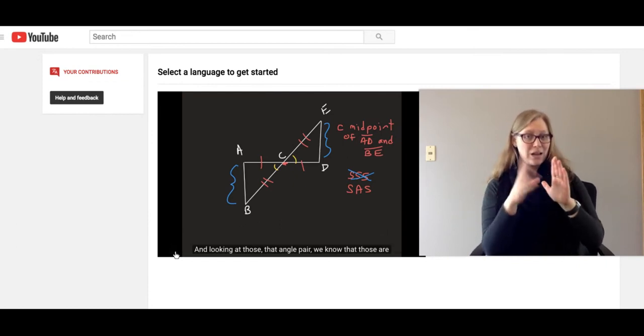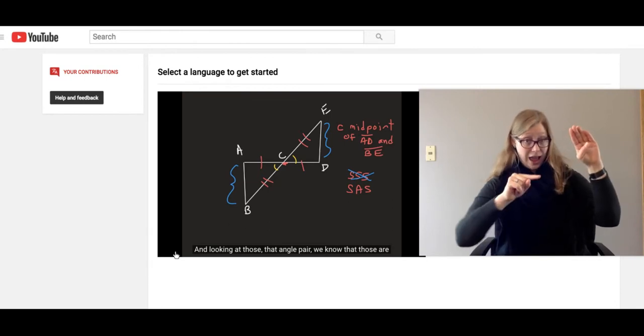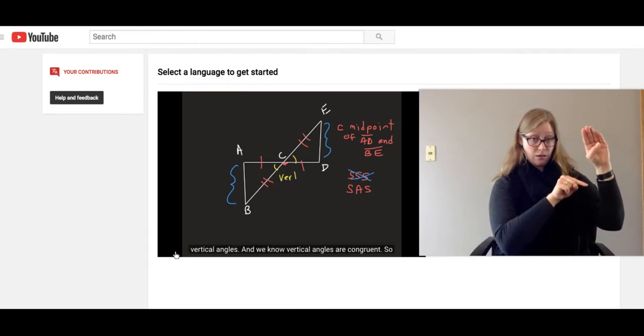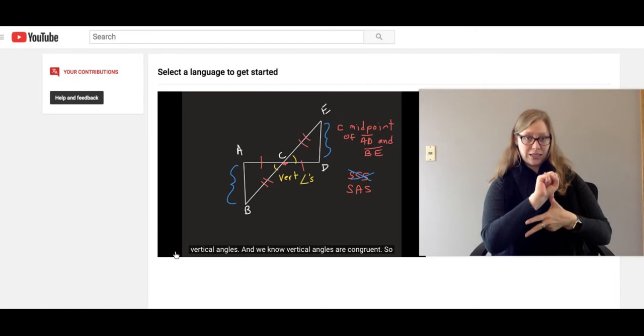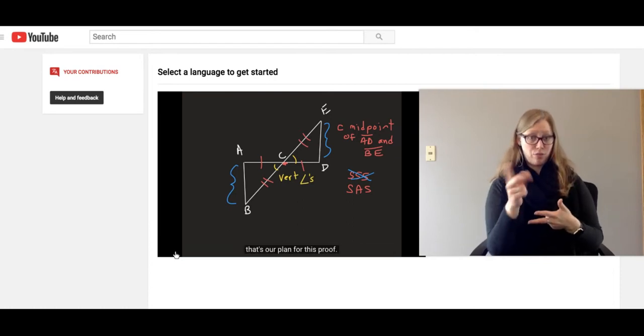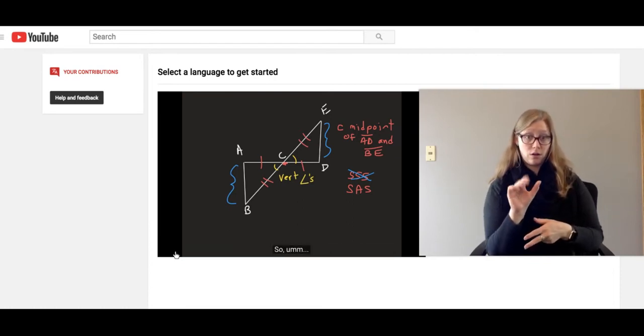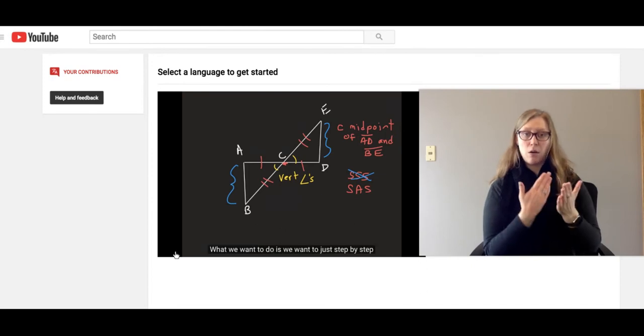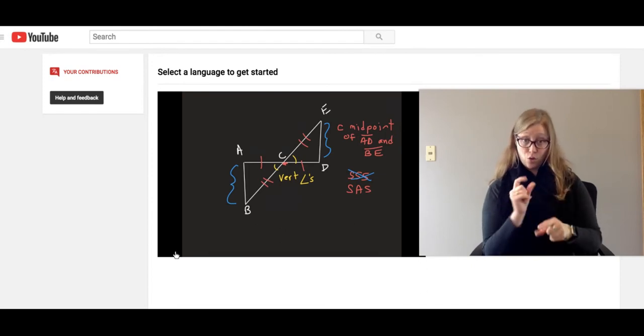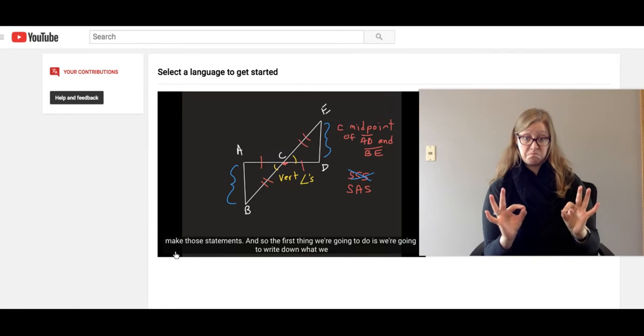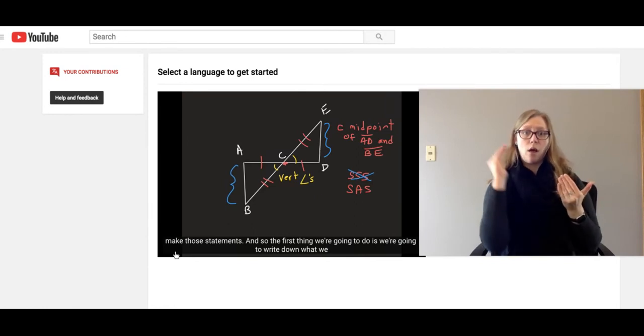And looking at that angle pair, we know that those are vertical angles. And we know vertical angles are congruent. So that's our plan for this proof. What we want to do is step by step make those statements. The first thing we're going to do is write down what we were given.